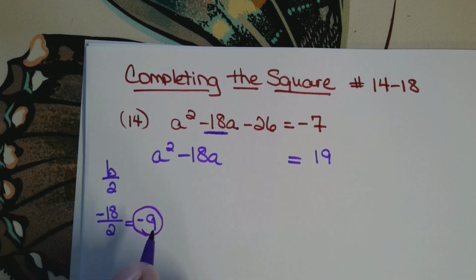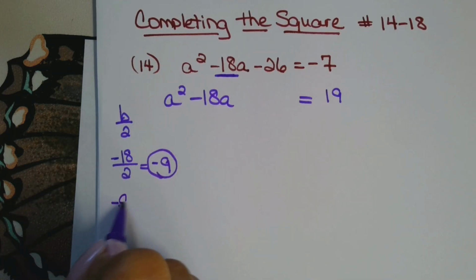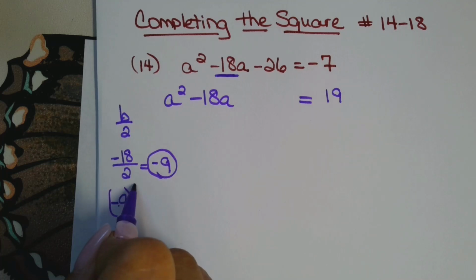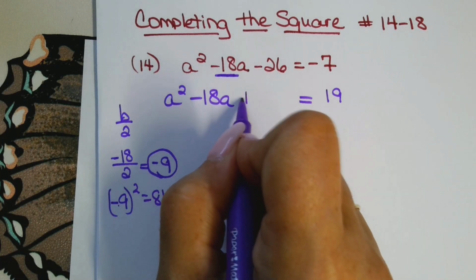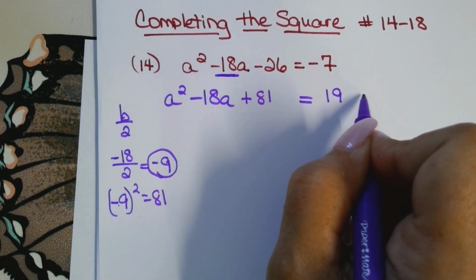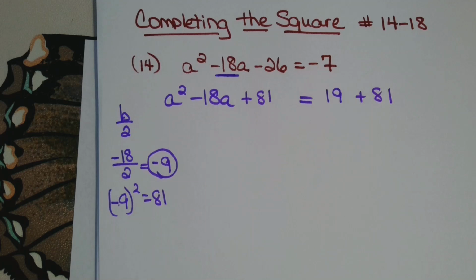Remember this. You're going to use it in just a second. And then you're going to do negative 9 squared, and that's going to give you positive 81. You are going to add 81 to both sides of the equation. Remember, whatever you do to one side of an equation, you must do to the other.